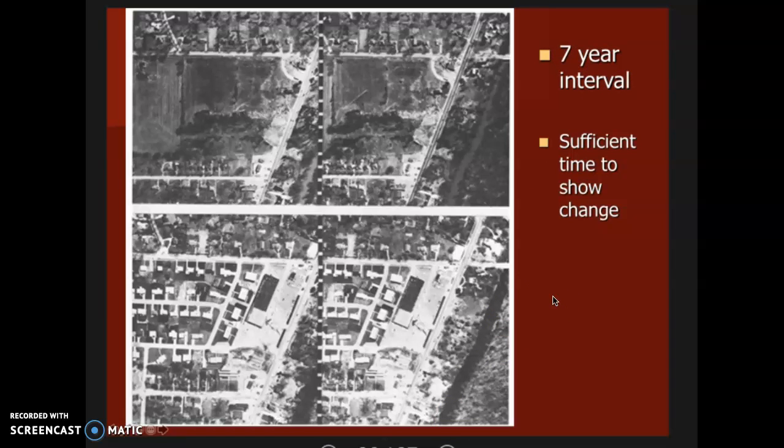These images here are showing a 7-year change of a particular place. And you can see that these fields were developed into an urban area. So there was change between classes, most likely.